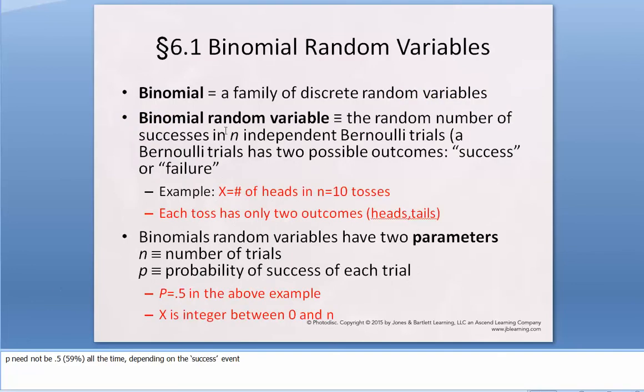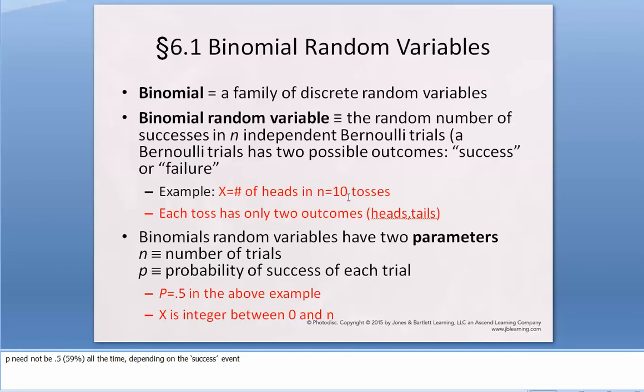Okay, so binomial in general is a family of discrete random variables. Family means it varies from one particular value to the other. We will understand what is meant by a family in here. So now let's first of all understand what a binomial random variable is. It is actually coming out of a process. Think in terms of tossing a coin 10 times.